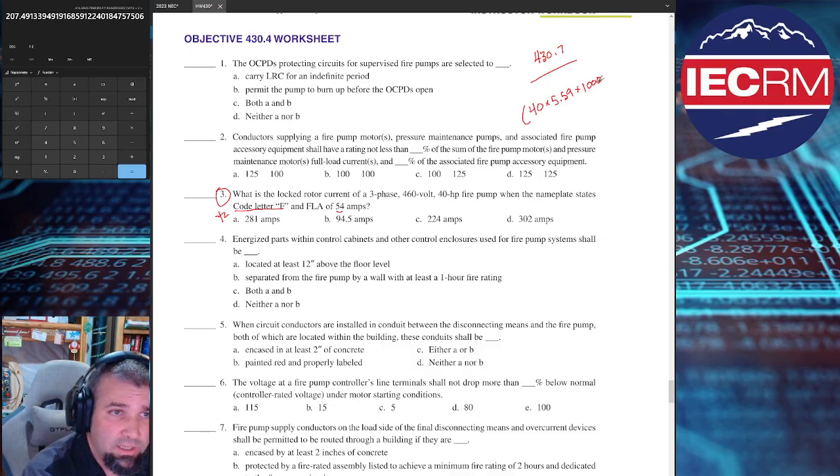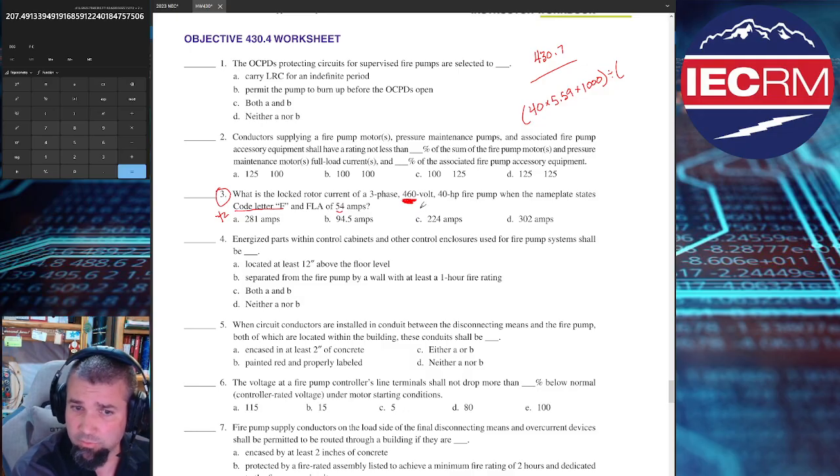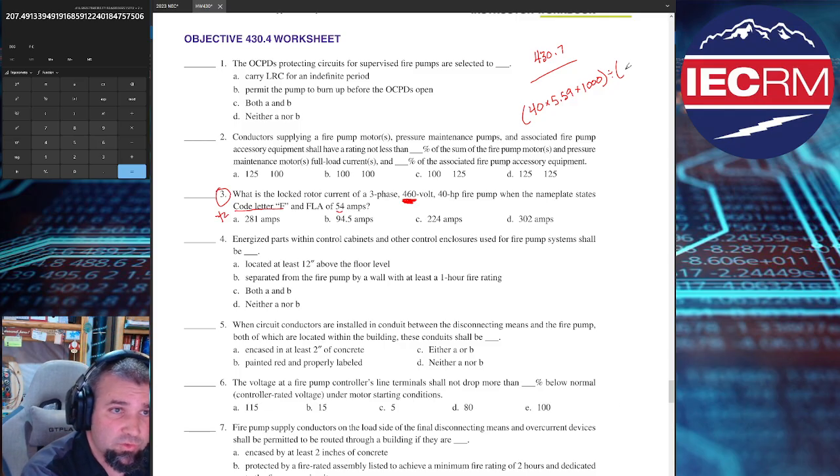And then what we're going to do is divide it by our voltage. We will divide that by our nameplate rated voltage. Apologies, I said applied, but it is our nameplate rated voltage. And then, if we are in three phase, which we are this time, times 1.732.